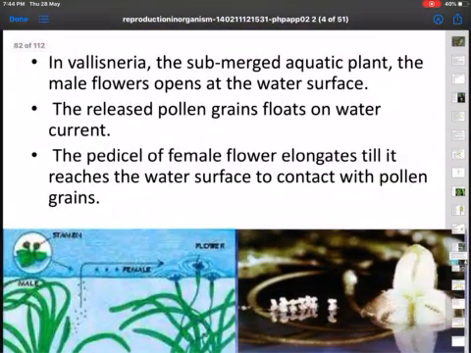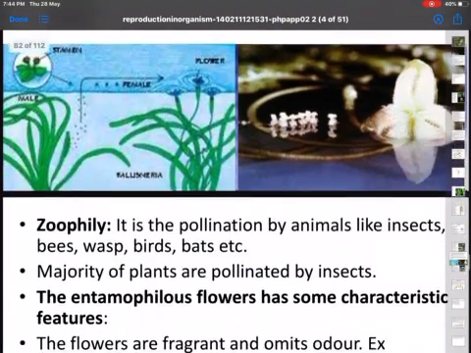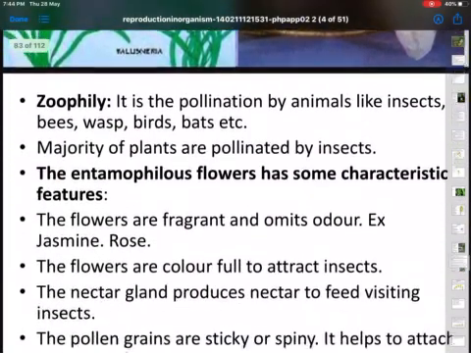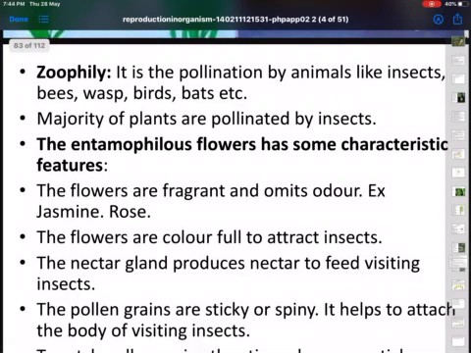In Vallisneria, the submerged aquatic plant, the male flowers open at the water surface. The released pollen grains float on the water current. The pedicel of the female flower elongates till it reaches the surface of the water to contact the pollen grains, as you are seeing in the picture. Zoophily is the pollination by animals like insects, bees, wasps, birds, bats, etc. Majority of plants are pollinated by insects.